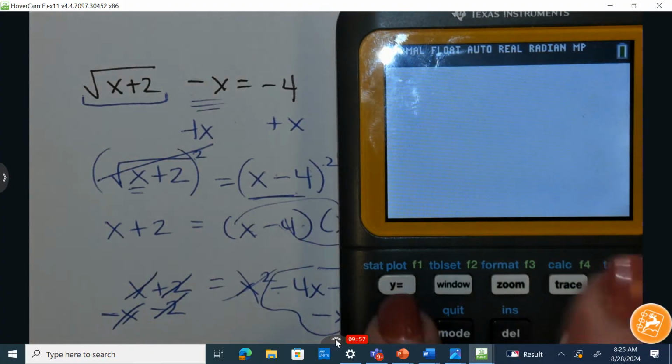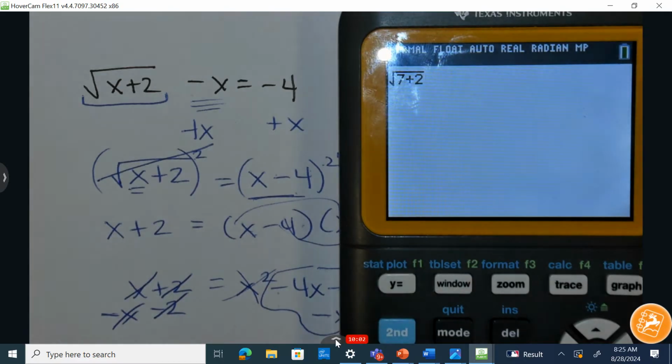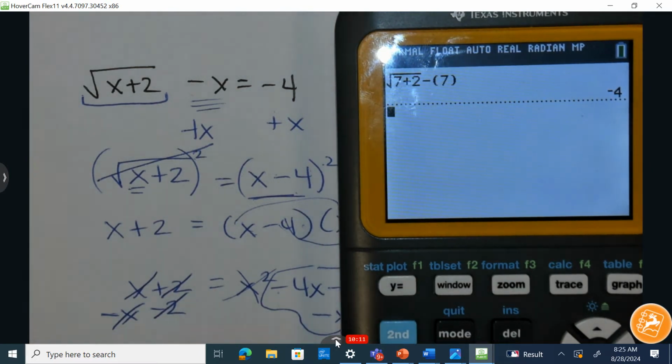I'm going to check 7 first. I'm going to take the square root of 7 plus 2. I'm checking 7. I move outside of the radical. Minus, I'm going to substitute in that 7. And what do I want for an answer? I want negative 4. If I don't get negative 4, it's not right. I did get negative 4. I'm going to come down and put a star next to x equals 7. Let's do the next one.